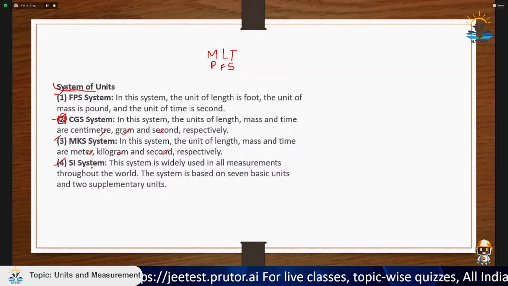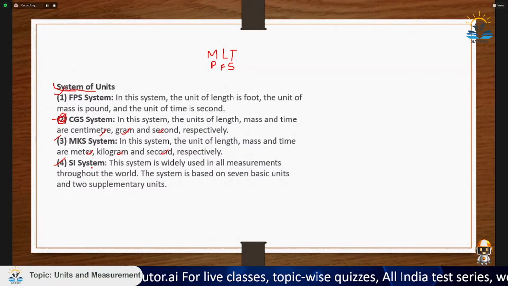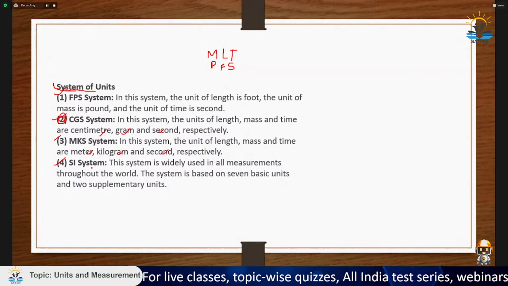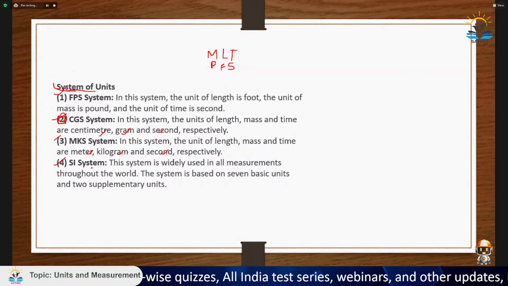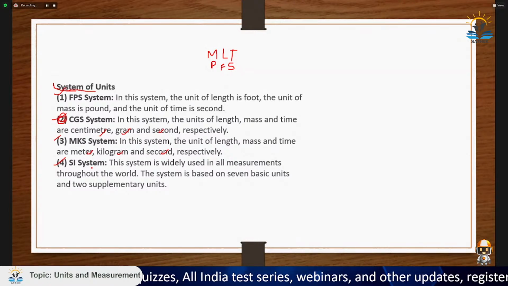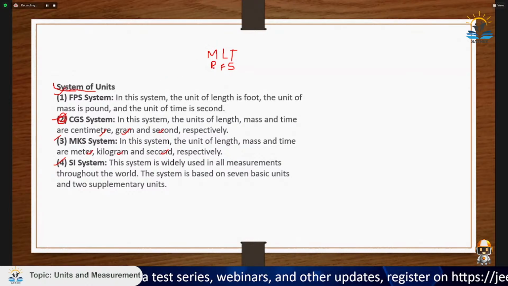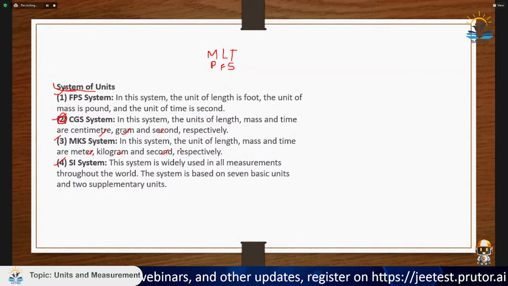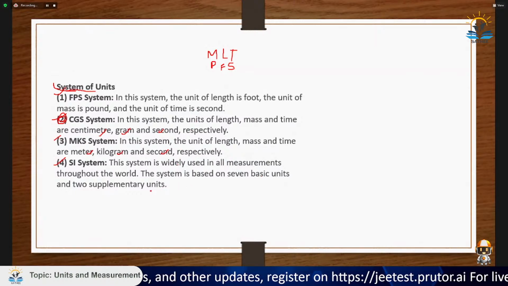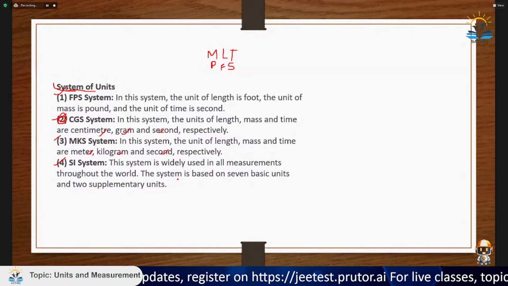So if in the SI system in India you are getting length as 3 meters, then in any other place also you will get length as 3 meters only. That's why it's common. The common system which we use in the entire world is the SI system, and in the SI system all fundamental quantities have their fundamental units, like mass is in kilograms, length is in meters, time is in seconds. The system is based on seven basic units and two supplementary units. So these were the systems of units.